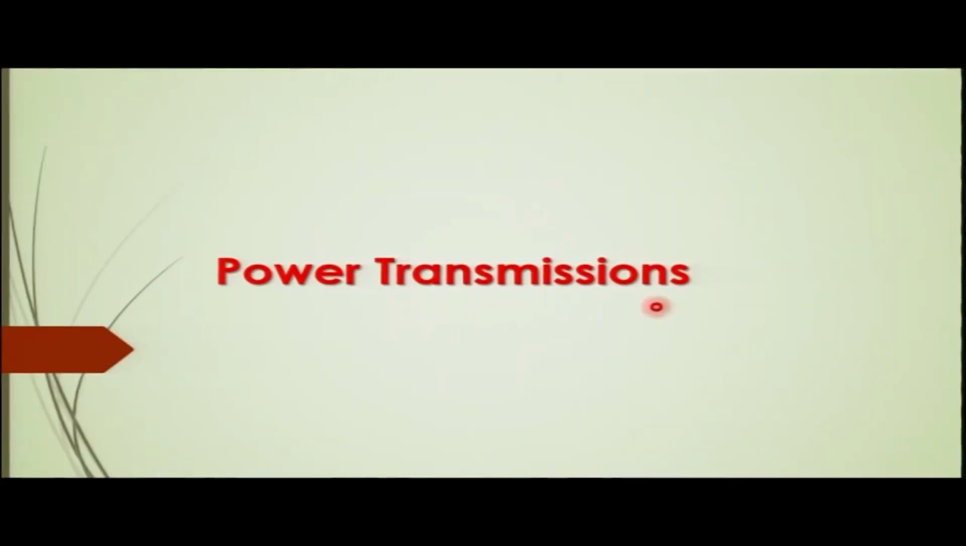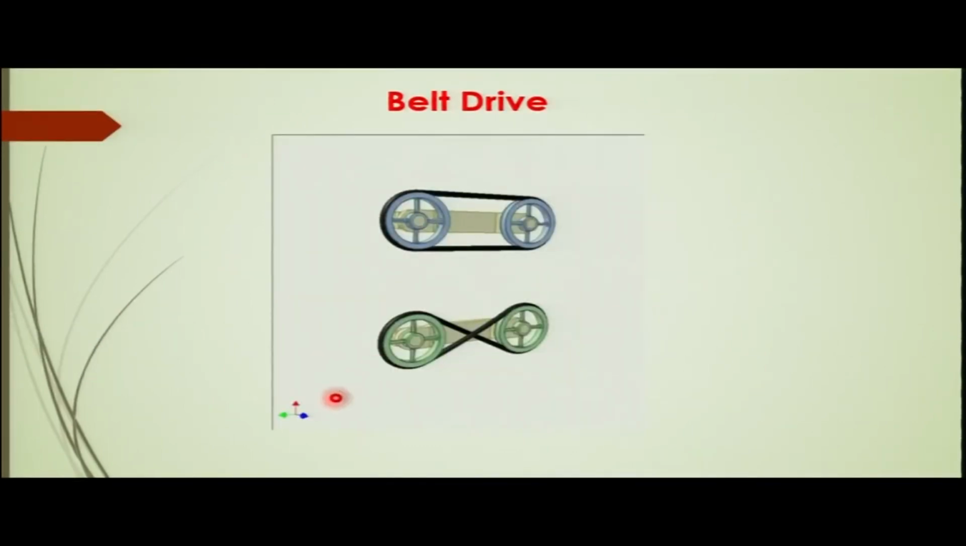So, the power transmissions, as you can see, first is the belt drive. As you can see here, in this belt drive, one of them is the input shaft. On the input shaft, we have the pulley mounted, and from here to the output shaft, on which the pulley is mounted. So, the transmission will be from here to here. All right. So, now let us see how this can be made.